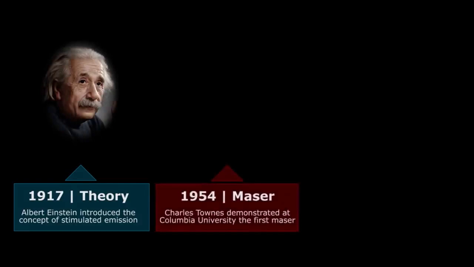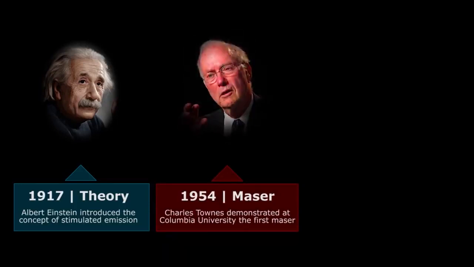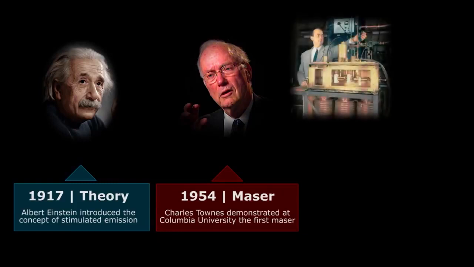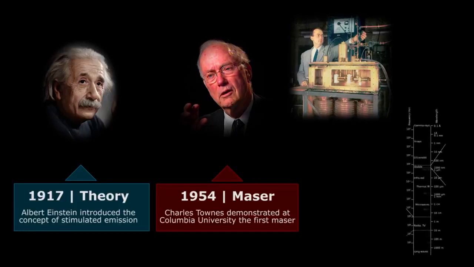A very brief history of the laser starts in 1917 when Einstein introduced the concept of stimulated emission, which will be explained shortly. Then in 1954 the first maser was demonstrated by Charles Townes, the M standing for microwave. The ammonia maser was the first device based on Einstein's predictions and obtained the first amplification and generation of electromagnetic waves with a wavelength of about 1 centimeter, which is in the microwave range.